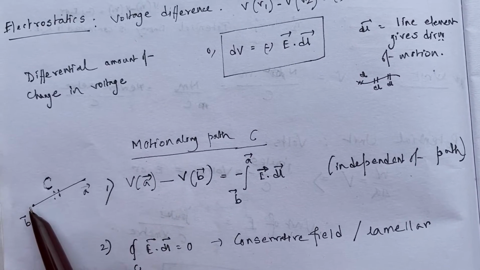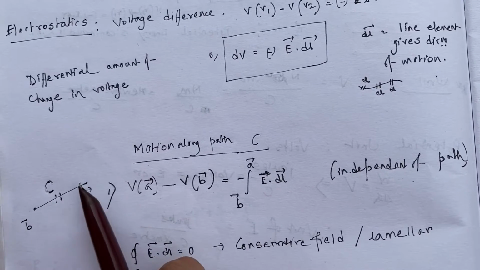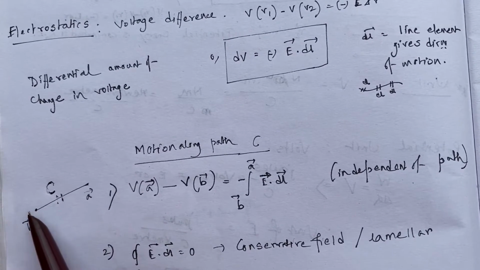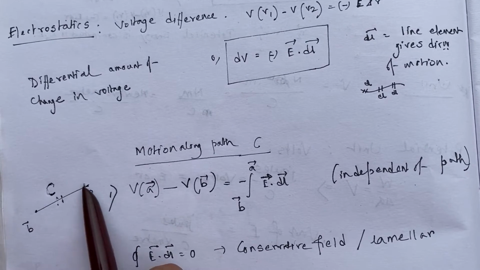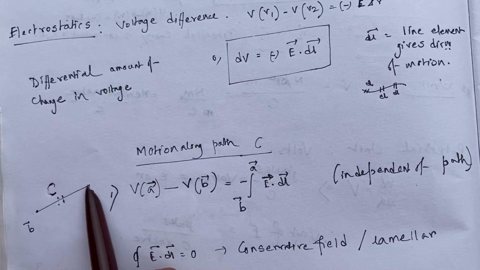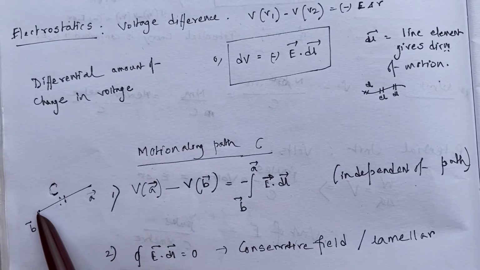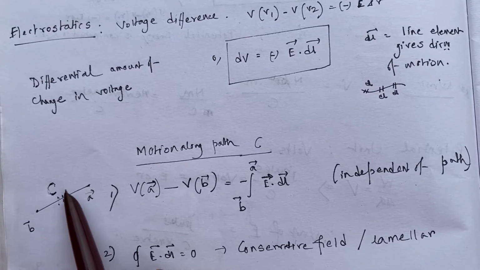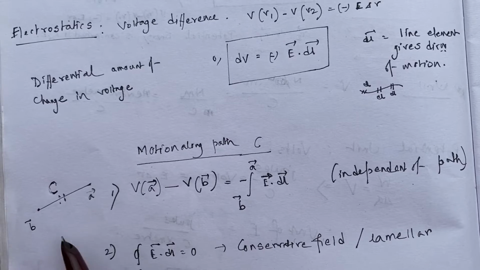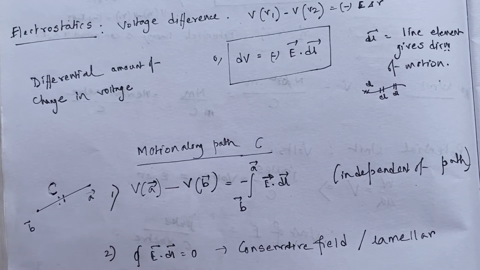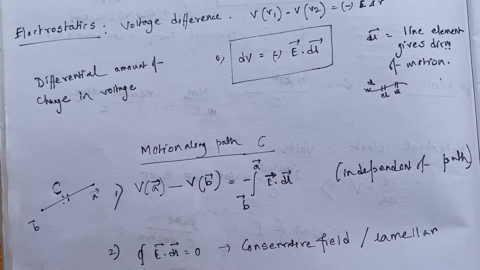I can move from B to A or A to B in so many ways. I can reach A from B by tracing this straight line. I can take a curved path like this, another curved path like this, or another curved path like this. But whatever the path, the potential difference between 2 points depends solely on these terminal points.